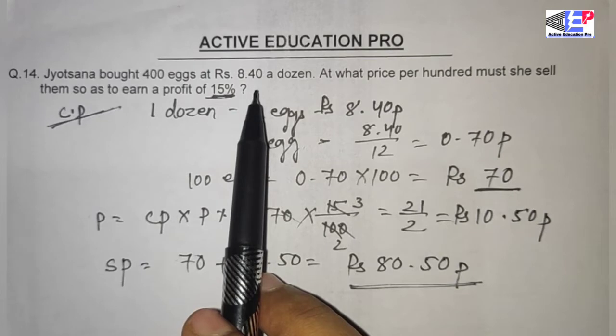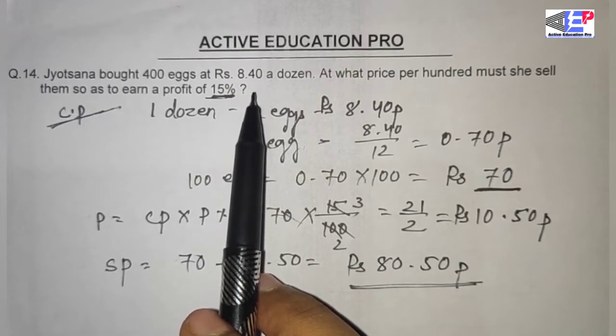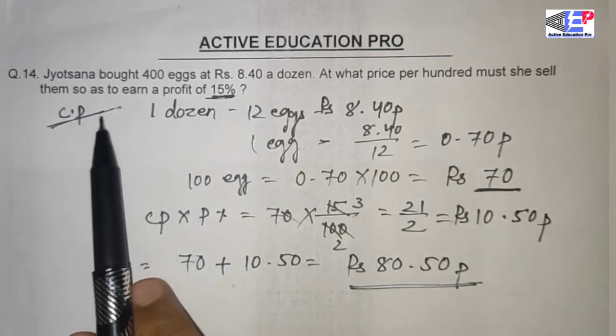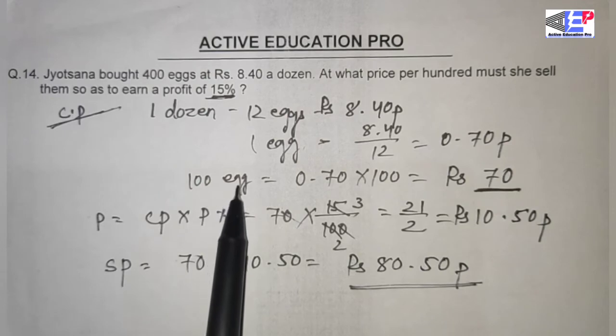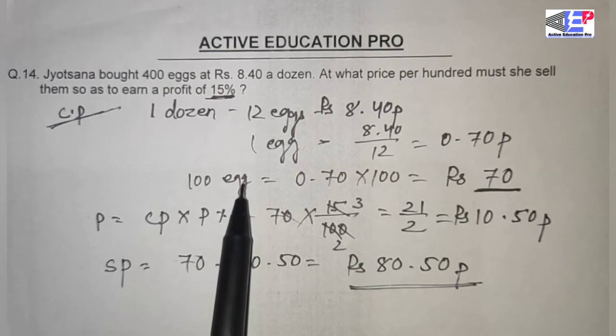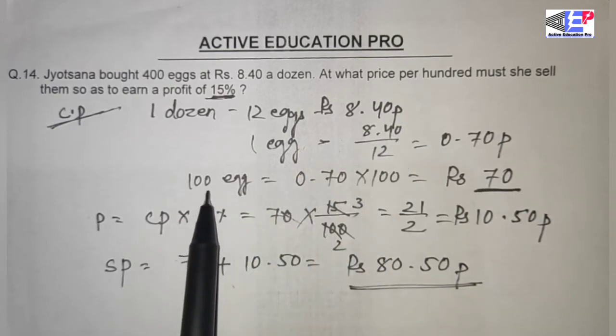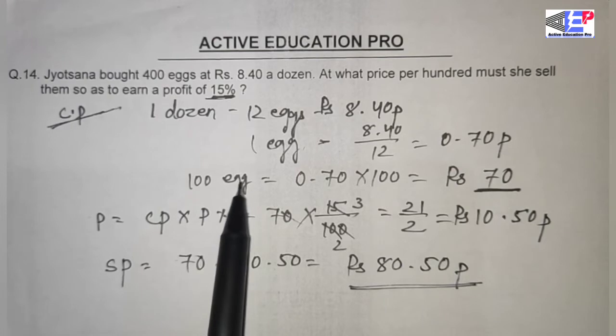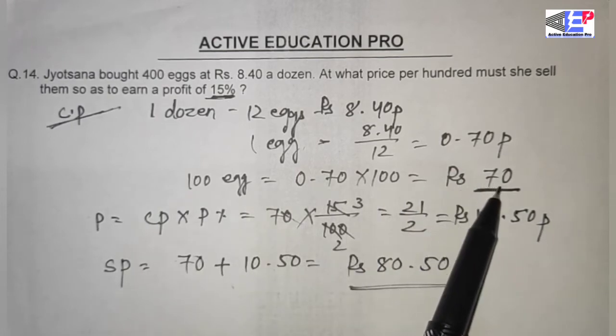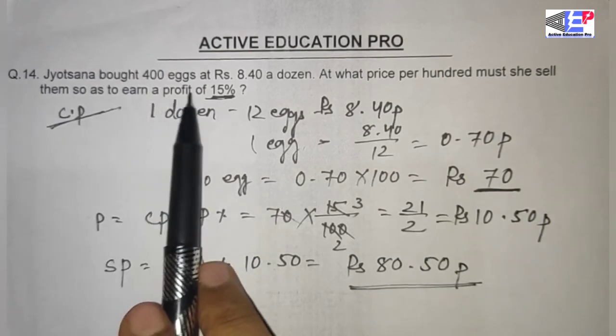Whenever the amount of product is different, you can't compare the selling price and the cost price. So you have to keep an equal amount of product at the time of costing and at the time of selling. So here the cost price will be counted on 100 eggs, and you have to find the selling price on the same amount of product, meaning 100 eggs. The cost price of 100 eggs is 70 rupees, and Jyotsna wants to make a profit of 15%.